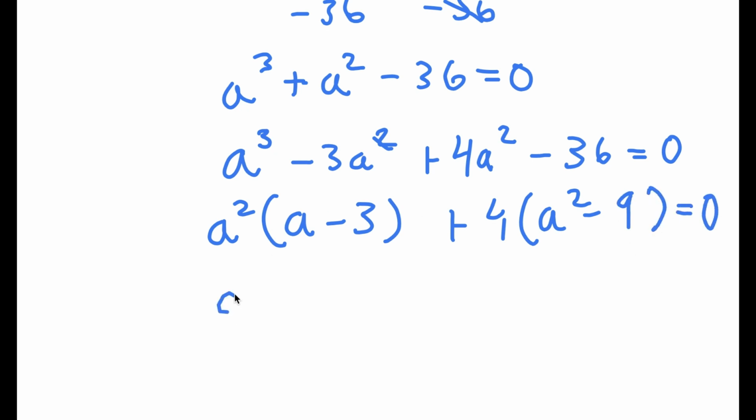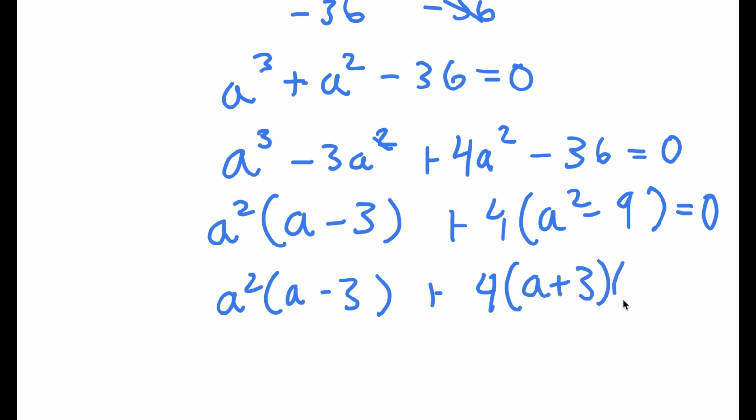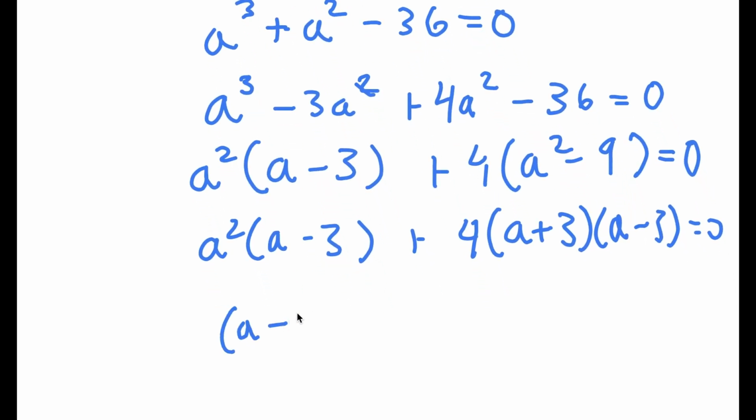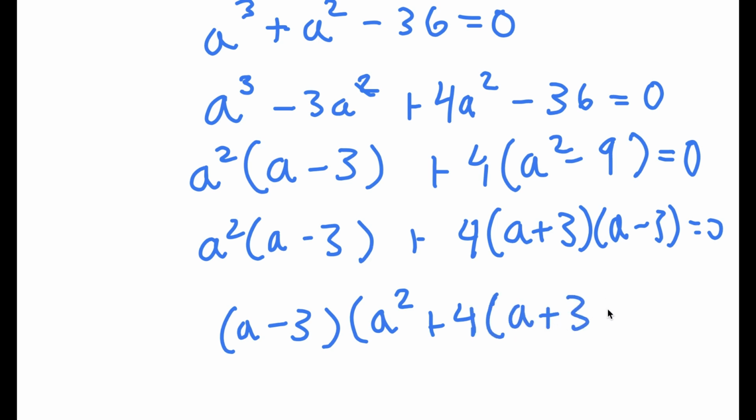So for a squared minus 9, I get a plus 3 times a minus 3 is equal to 0. So now if I factor out a minus 3, I get a minus 3 times a squared plus 4 times a plus 3 is equal to 0.